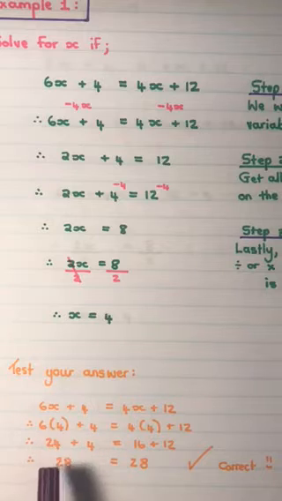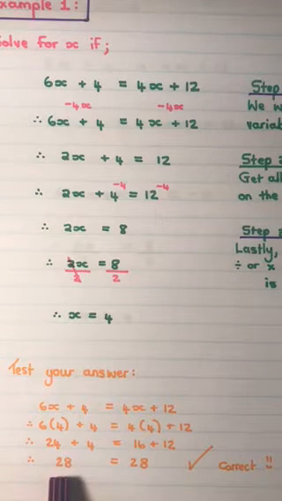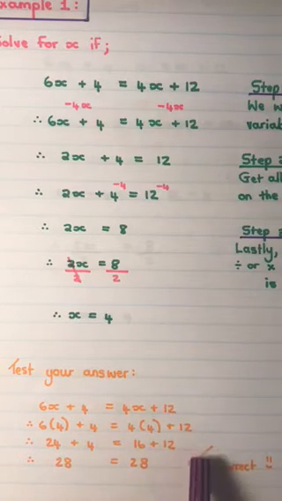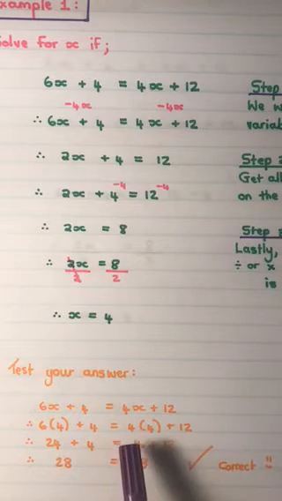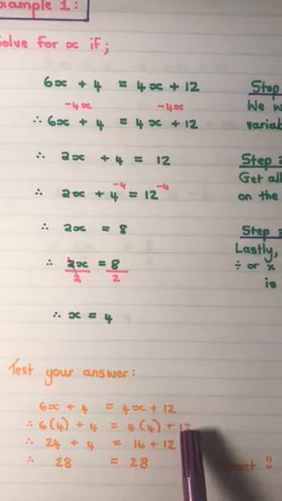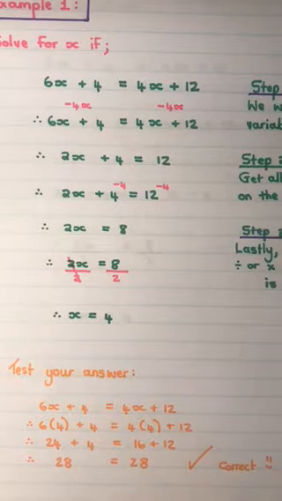So 6 times 4 is 24, plus 4 is 28. And if you get that on the right hand side as well, then you know that your answer was correct. So 4 times 4 is 16, plus 12 is 28. So your answer was indeed correct.